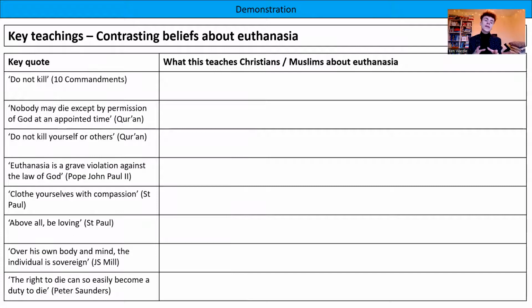And remember, in the exam, especially question 4 and 5, always make sure you are referring to scripture. You don't need to get the reference exactly correct. As long as you're just saying in the Bible it teaches, in the Quran it teaches, it will be enough to get your marks for reference to scripture. So let's have a look.